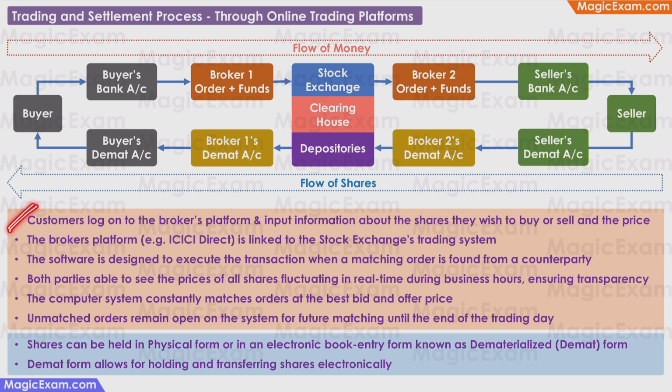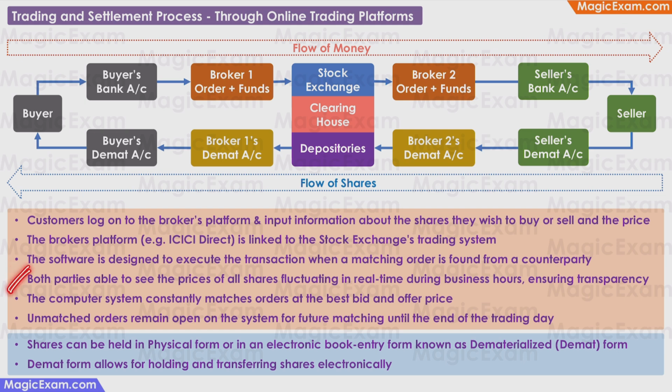Customers log into their broker's platform like ICICI Direct, Zerodha or any other, and enter the details about the shares that they want to buy or sell, including the price at which they want to make the trade. The broker's platform is linked to the stock exchange's trading system. Now the software in the stock exchange is designed to automatically execute the trade when a matching order is found. Basically, if there is a buyer for a specific quantity at a specific price, then there has to be a seller willing to sell at the same price for the transaction to happen.